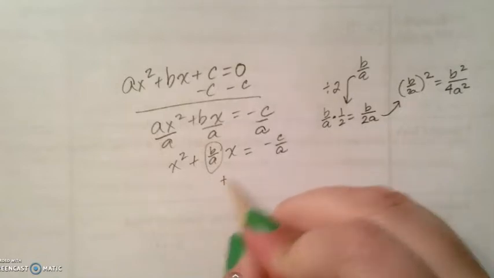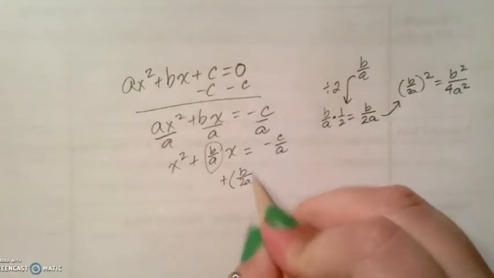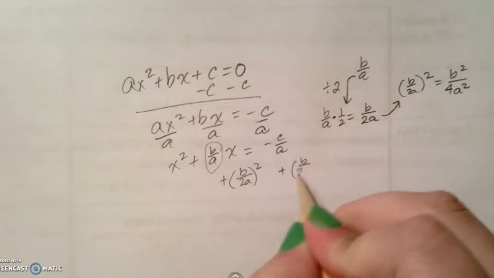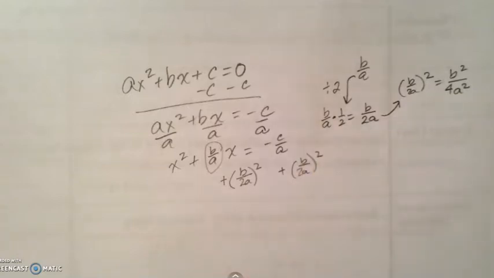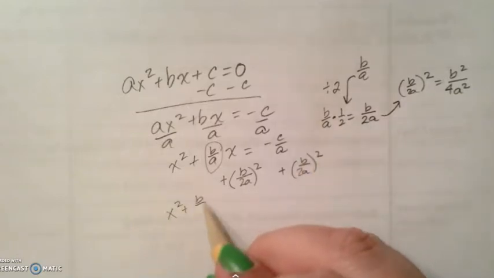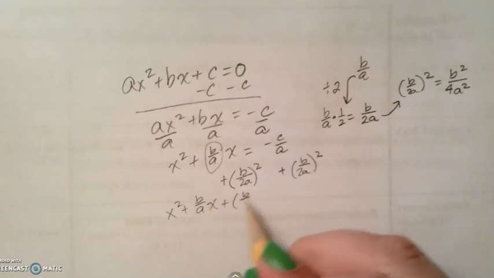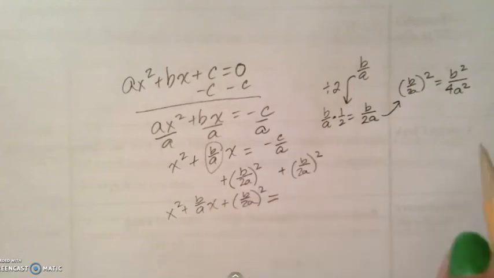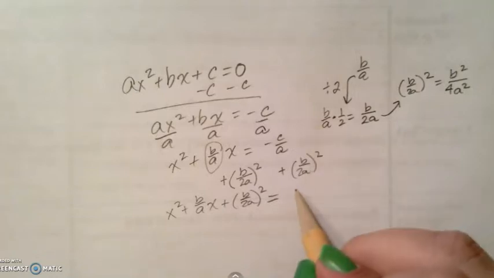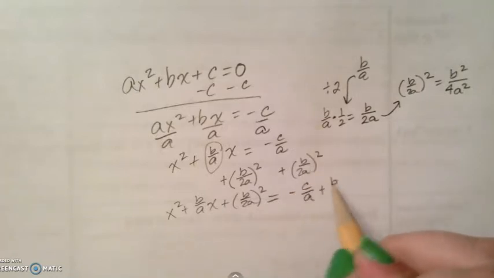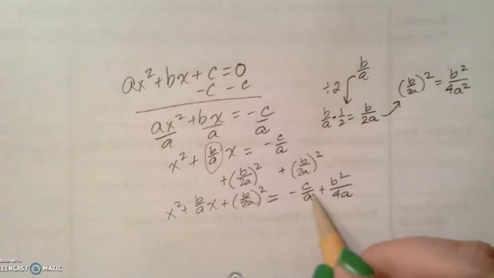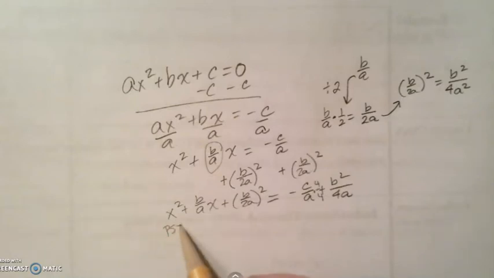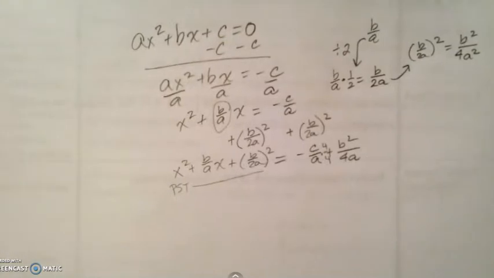So I'm going to add to both sides b over 2a squared. So now I have x squared plus b over a x plus b over 2a squared equals, and this is where squaring it will help us, negative c over a plus b squared over 4a squared. I need a common denominator, so I'm going to multiply the first fraction by 4a over 4a. And I'm going to factor our perfect square trinomial. So again, the same steps that we saw in the last section, however, now we're doing it with variables.